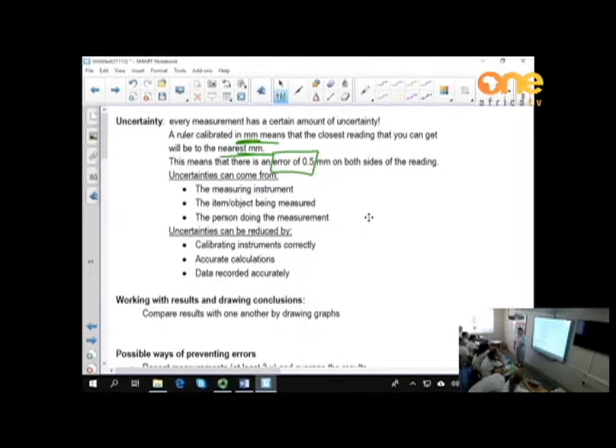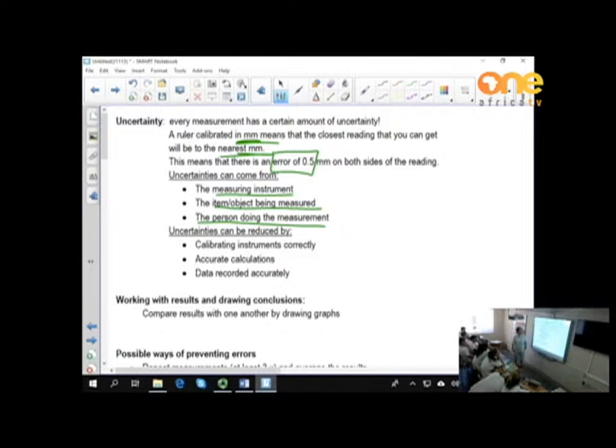You follow me? Okay, so uncertainties in readings can come from the measuring instrument. It can come from the item or the object being measured. Sometimes it's very difficult to hold the object still. It doesn't want to stand still. It's a living thing that's bouncing around. Or you have to take the measurement in a very, very dark room and you don't have a good light on you to make the reading. Okay. Also, uncertainty can come from the person doing the reading. If I have to read millimeters without my glasses, I'm going to make an error.